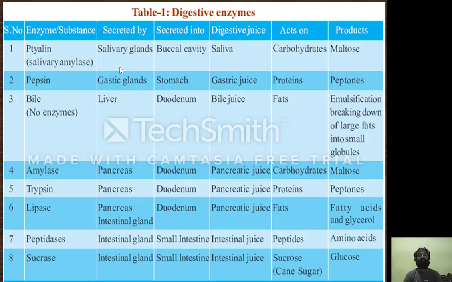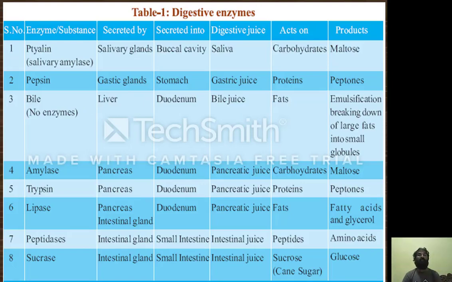Now, after digestion in the stomach, the food slowly enters the U-shaped body called the duodenum. Remember carefully: the duodenum is mainly connected with two glands. One gland is the liver and the second gland is the pancreas. Liver and pancreas.